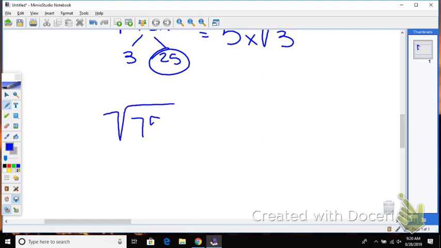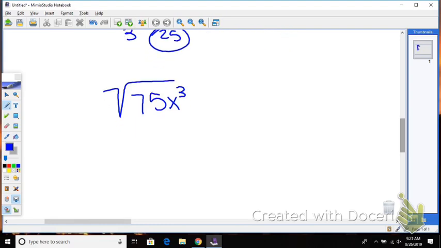Okay, let's talk about this one. Let's change that to an x cubed now. So it's going to change your variable a little bit. When you're dealing with variables, I want you to break the variable down to whatever root you have. So square root, what number is not written here, but we assume is there? 2. So I'm going to break this x cubed down to x squared and an x. We all know how to do 75x squared.